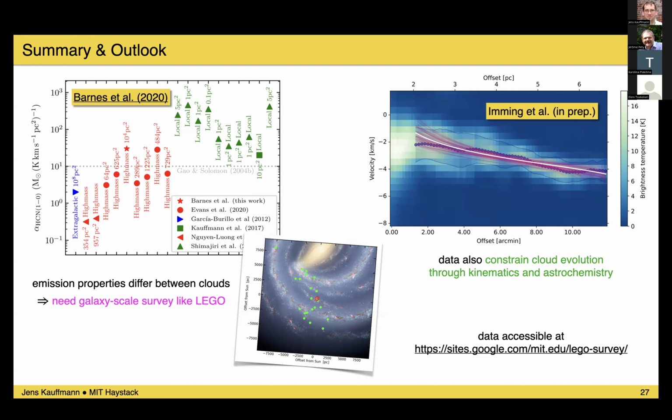Thank you, Jens, for a very nice talk. I'm pretty sure we'll hear more about it in upcoming talks. So we have time for one quick question from the audience, and we have one already on the Zoom.